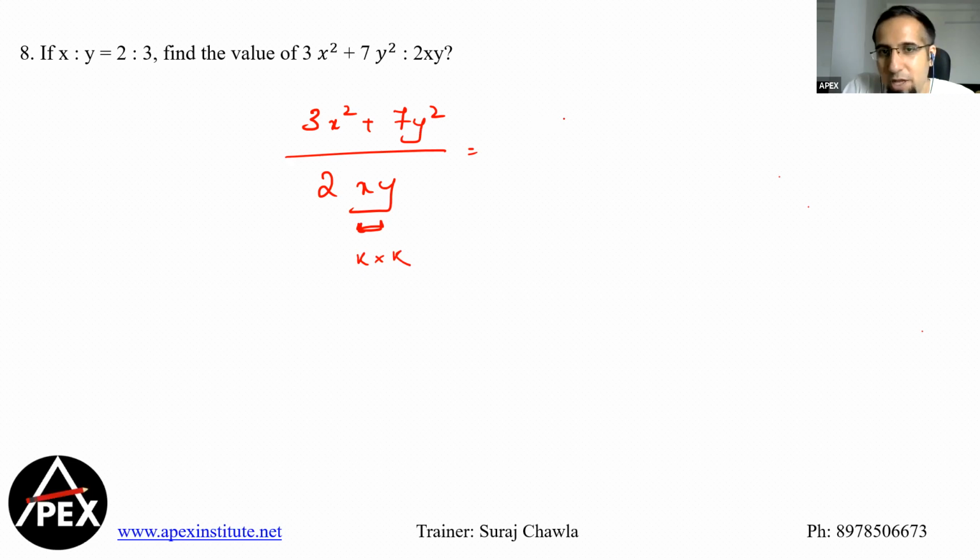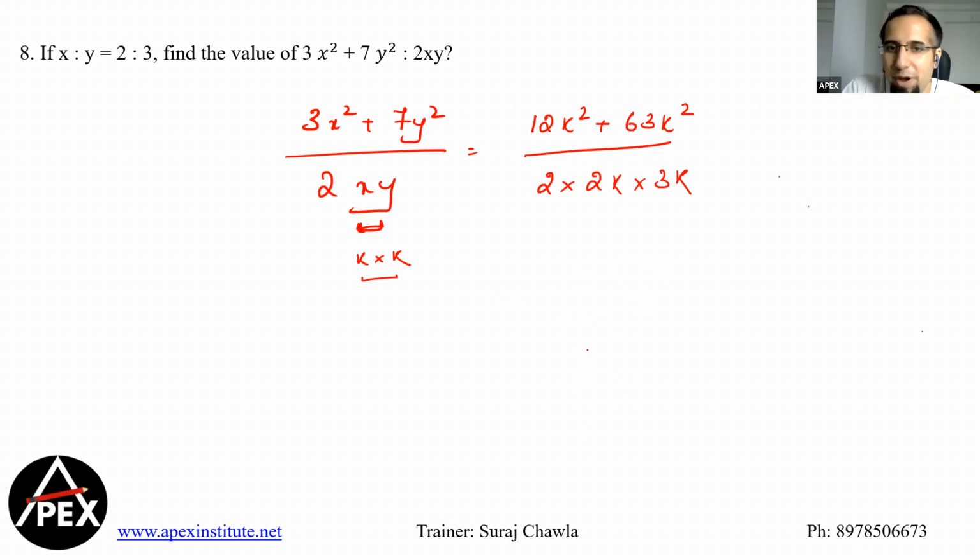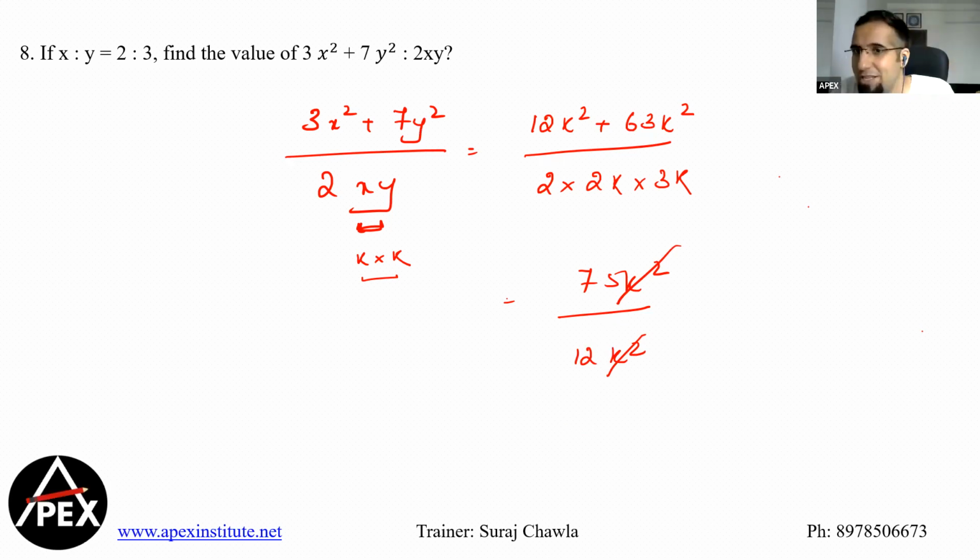3 4s are 12, that becomes 12k square, and 7 9s are 63, again 63k square, divided by 2 into 2k into 3k. So you get 75k square divided by 12k square. So you have to start observing that k square is getting cancelled. Whenever you see these kind of questions, your first thought process should be, is the value of k getting cancelled? If the value of k is getting cancelled, then you can just jump in and start solving the questions.